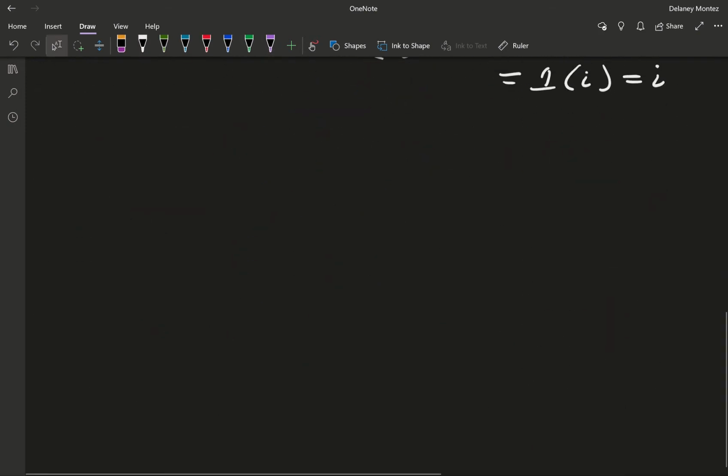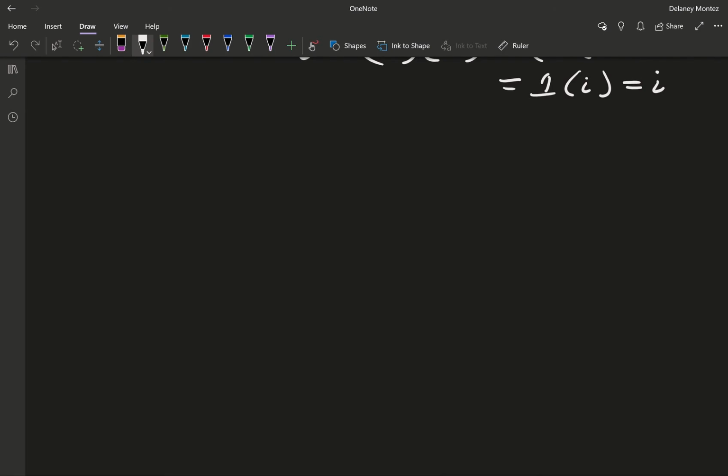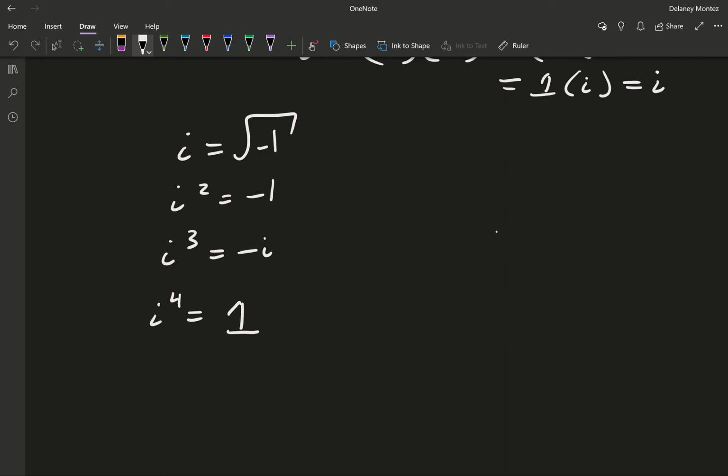So let's just repeat that real quick. That's really important. So you have i, i squared, i cubed, and i to the 4, right? So you have -i here, and you get 1. If you give me any number and you raise i to it, it's going to be this, or that, or this, or this. It's going to be one of these four numbers here.